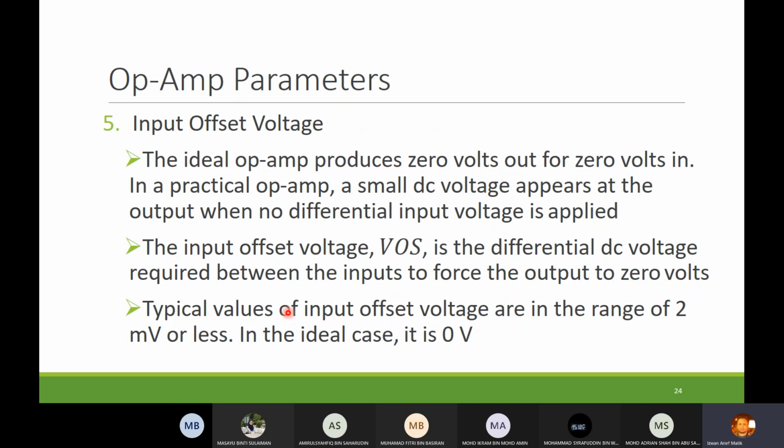So in a practical op-amp, a small DC voltage appears at the output when no differential input voltage is applied. Okay, itu practical op-amp yang standard yang kita pakai. So the input offset voltage, the VOS, is the differential DC voltage required between the two inputs to force the output to 0 volts. So typical values of input offset voltage are in the range of 2 millivolt or less. So in the ideal case, it is 0 volt lah. Okay, even in millivolt pun sebenarnya nilai dia dah kecil sangat dah tu. But of course saya cakap tadi untuk dapat ideal tu sangat susah lah.